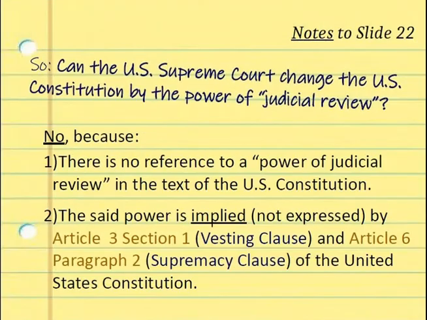So, the question: can the U.S. Supreme Court change the U.S. Constitution by the power of judicial review? There are two quick answers. No, it can't, because there is no reference to a power of judicial review in the text of the U.S. Constitution. And the said power is implied, not expressed, by two articles of the U.S. Constitution as provided herein, which present the vesting and supremacy clauses.